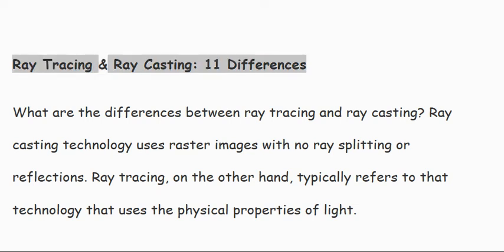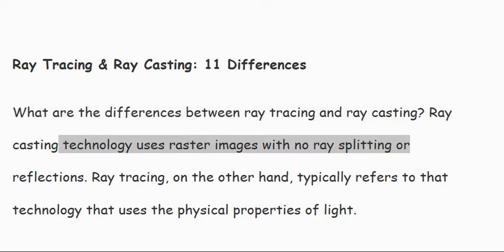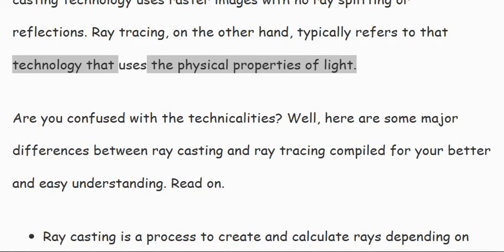Ray tracing and ray casting, 11 differences. What are the differences between ray tracing and ray casting? Ray casting technology uses raster images with no ray splitting or reflections. Ray tracing, on the other hand, typically refers to that technology that uses the physical properties of light.